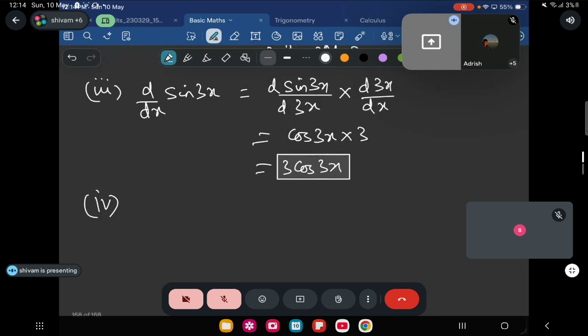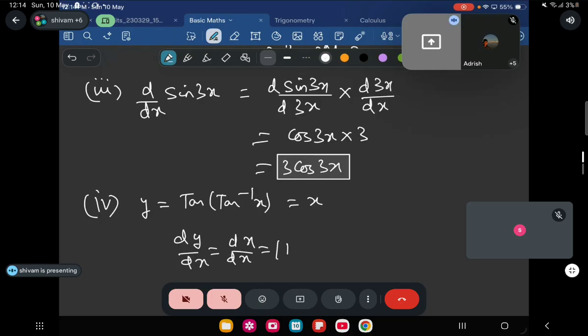Fourth part. Tishita, are you getting? You have got tan of tan inverse x. Tan of tan inverse x is nothing but x. So dy by dx will become dx by dx, that is 1. Done. Tell me, anyone having any doubt till now? Okay.